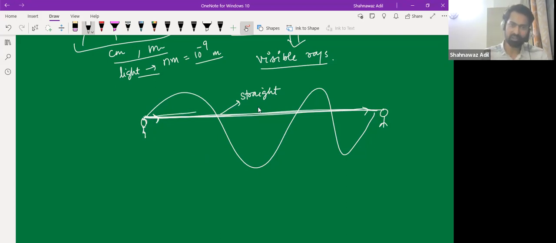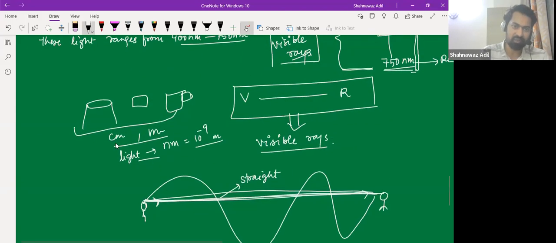But we see a constant light. Why? Because our naked eye is adjusted to these centimeter and meter scales. The wavelengths are so small that we see light in rectilinear propagation, moving in a straight line path. The wavelengths are too small to comprehend with our naked eyes. Is this part clear?